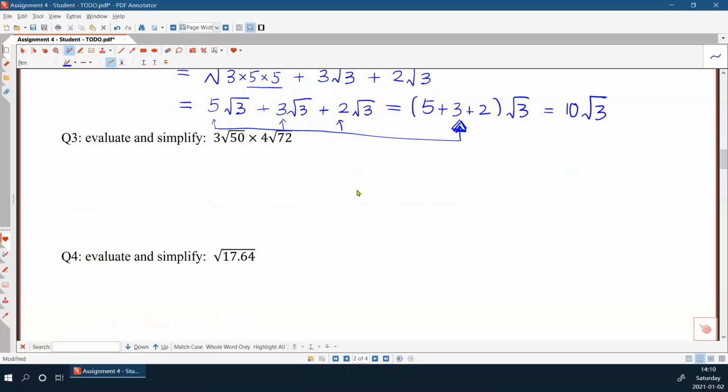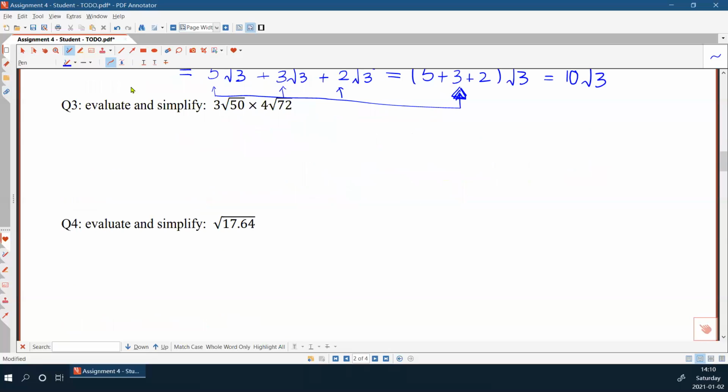Okay, if you have no questions, let's move to the next one. Evaluate and simplify this expression. Okay, 50 is 25 by 2, right? And 25 is a perfect square that we can put out of the square root sign. The second term is 4 times 72. 72 is 36 by 2, right? And 36 is a perfect square that we can put out of the square root sign.